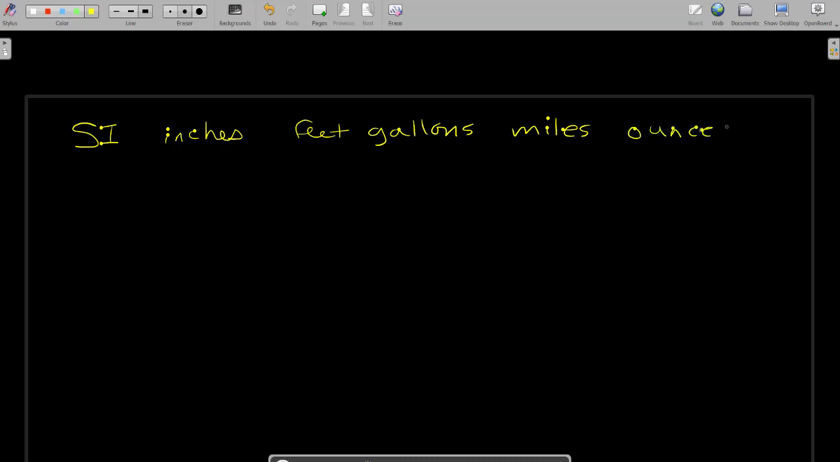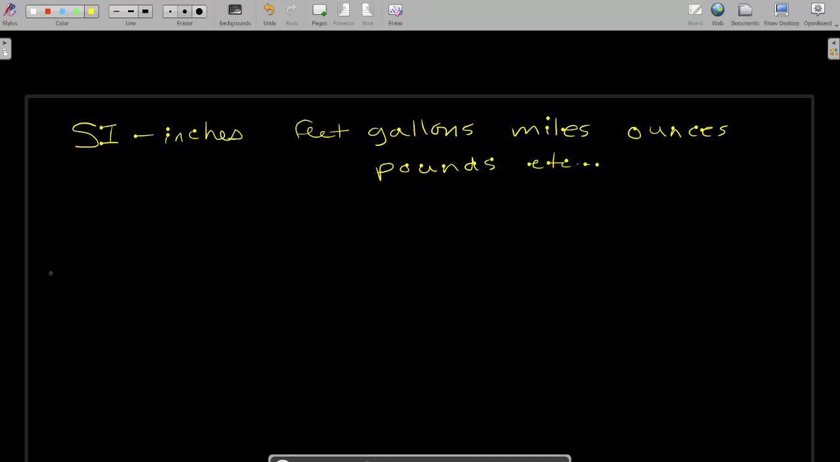For example, in the United States, we use what is called standard international measurement, and we have things like inches, feet, gallons, miles, ounces, pounds, etc.